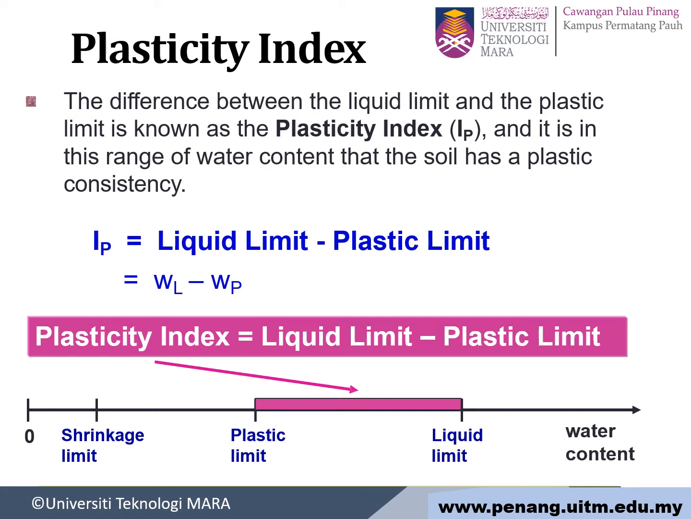It is in this range of water content that soil has a plastic consistency. So refer to the equation here. Plasticity index IP. Okay, IP is equal to liquid limit minus plastic limit, the water content for liquid limit minus the water content for plastic limit. That one is the plasticity index.